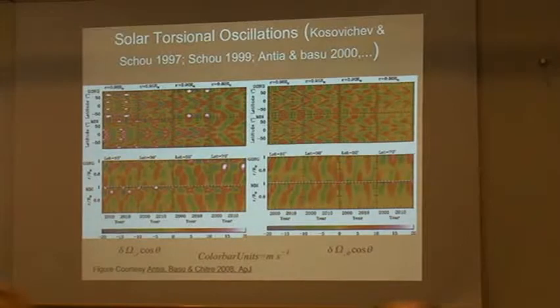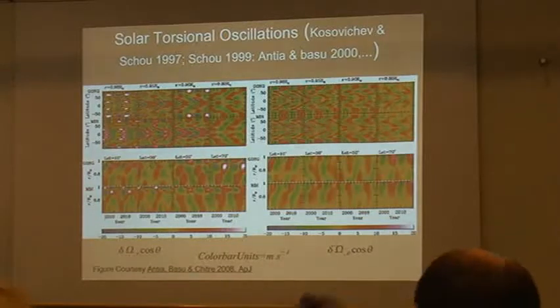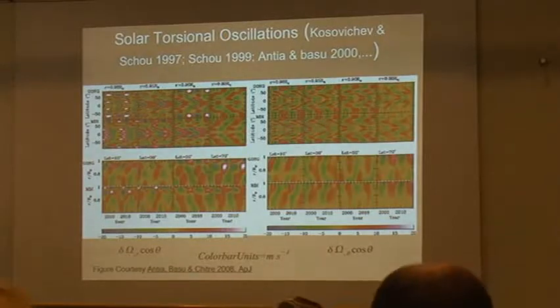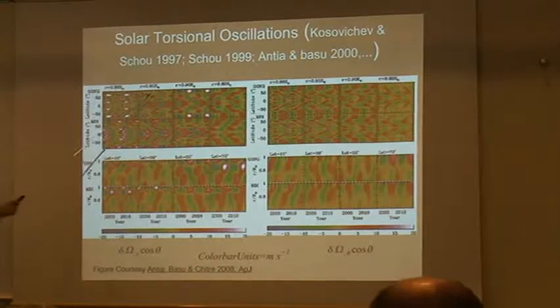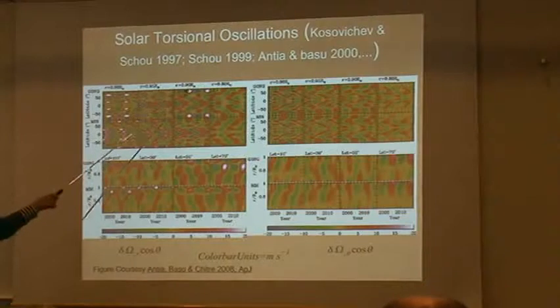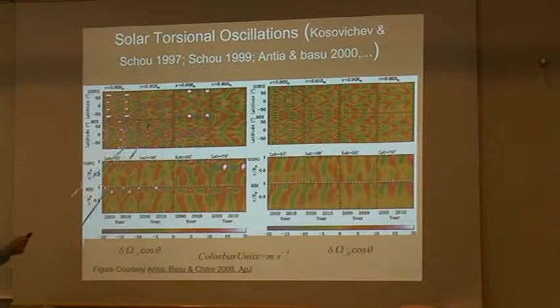But maybe what we should look at is the main outcome of this. What are the features and how do they compare? These are the radial gradients on the left side, the radial gradients at different depths. This is at 0.98, and this is at 0.95, 0.9 and 0.80. So the MDI and the GONG, they agree.